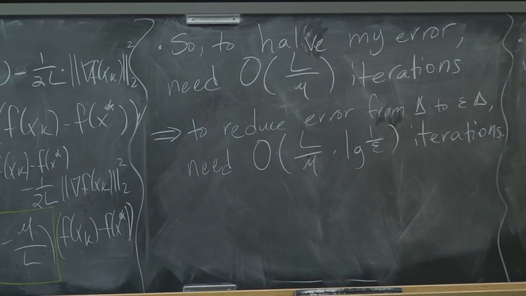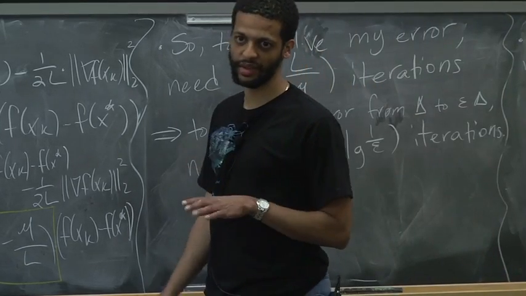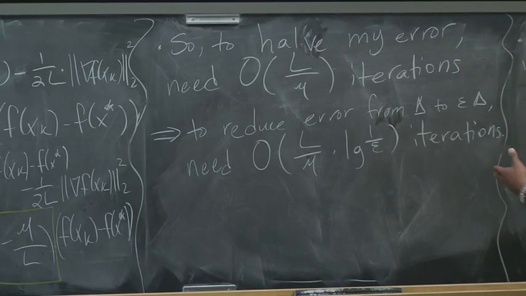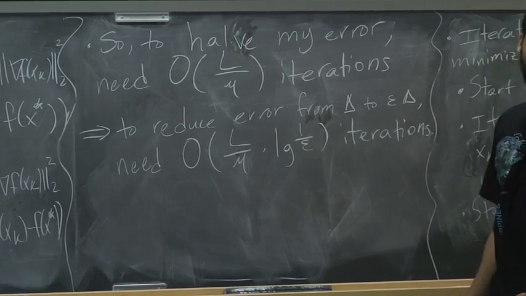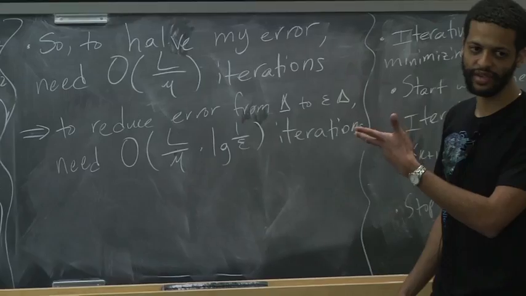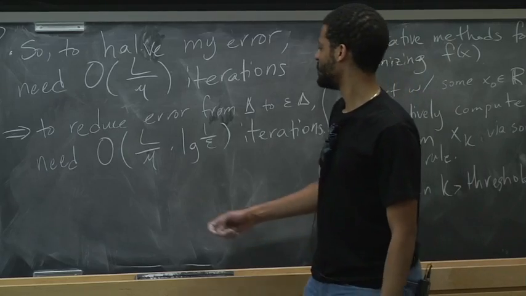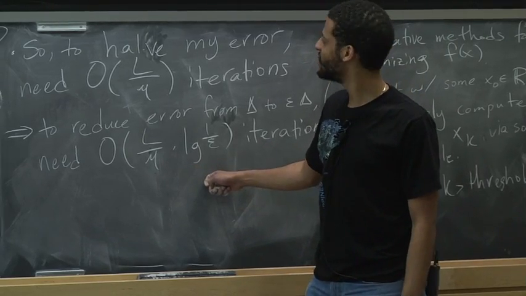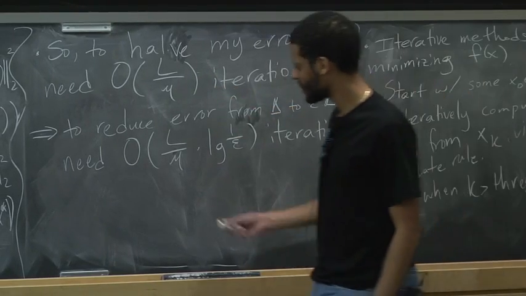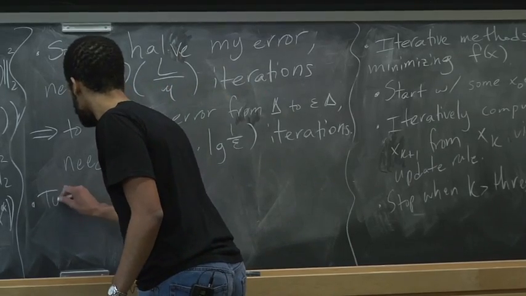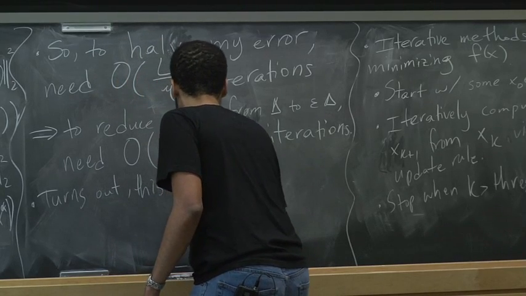So you could ask yourself, and this is not going to be too relevant for what we're going to do with interior point, but I just want to mention it: in this model where I have an oracle for f and its gradient, and I have these bounds on the Hessian, what's the best bound I could get? Is L over mu log 1 over epsilon the best? Or, to halve my error, do I really need L over mu? So it turns out this is not an optimal method.